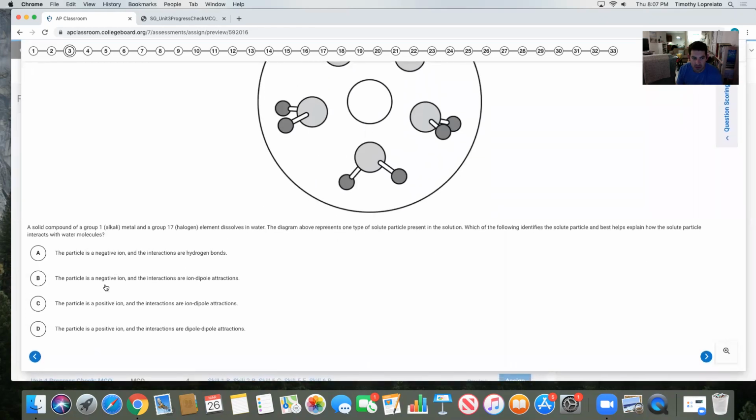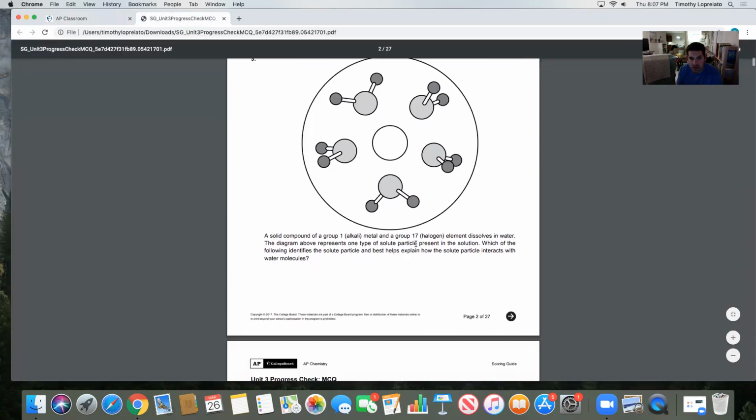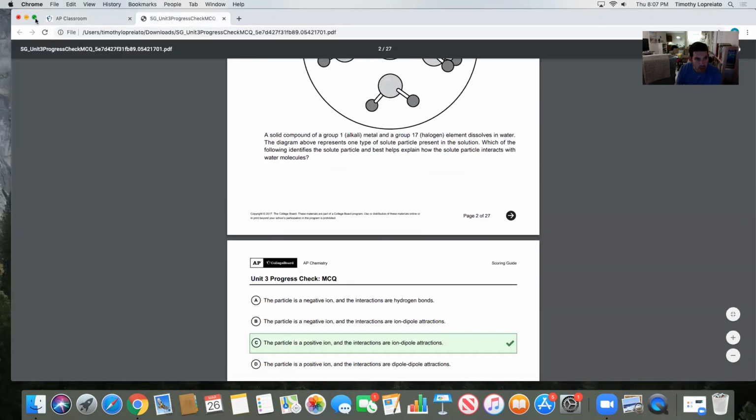All right. The particle is a positive ion and the interactions are ion dipole attractions, or the particle is a positive ion and the interactions are dipole attractions. Well, this is an ion. These are polar molecules with permanent dipoles, so ion dipole attraction. So for question 3, this should be choice C. Let's double check it. Question 3, C. Wahoo!